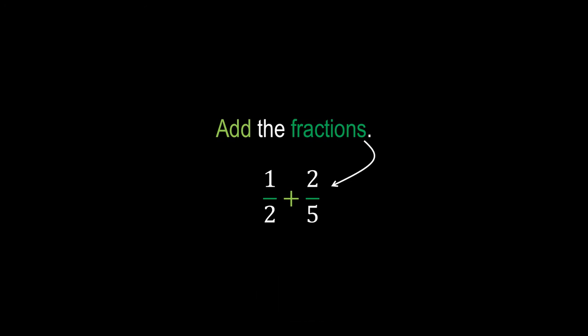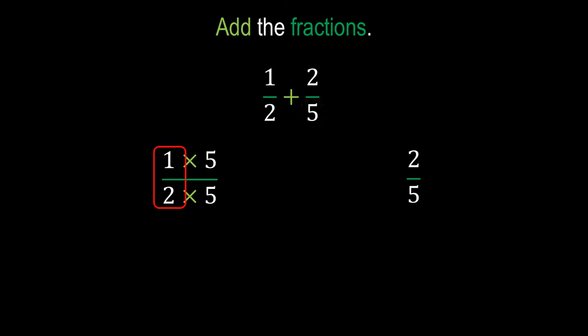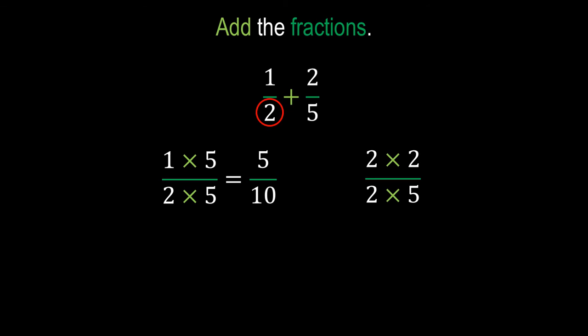When we have fractions with different denominators like these, we first find equivalent fractions of both fractions that do have the same denominators. And for that, we multiplied the numerator and denominator of 1/2 by 5, which is the denominator of the second fraction. This gives 1/2 is equal to 5/10. And we multiply the numerator and denominator of 2/5 by 2, which is the denominator of the first fraction. This gives 2/5 equals 4/10.